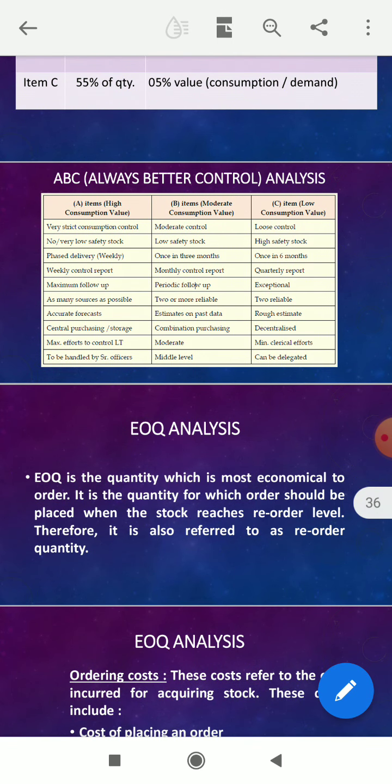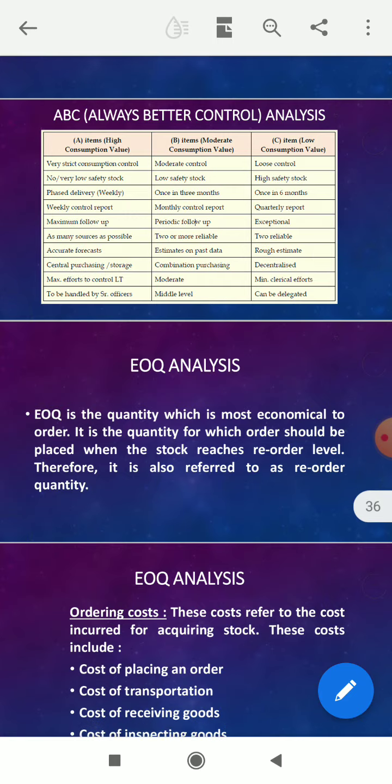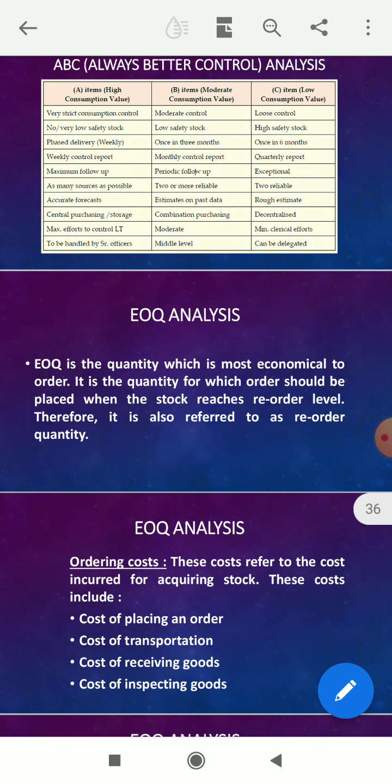Next, another analysis is EOQ or economic ordering quantity analysis. It is the quantity which is most economical to order. It is the quantity for which an order should be placed when the stock reaches the reorder level. Therefore it is also referred to as reorder quantity.